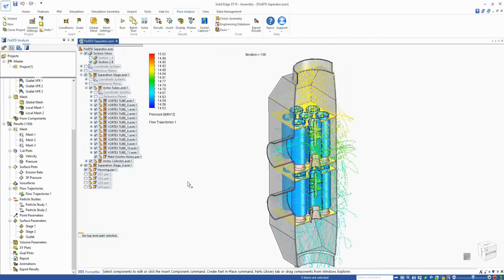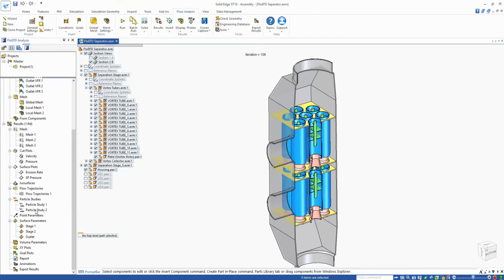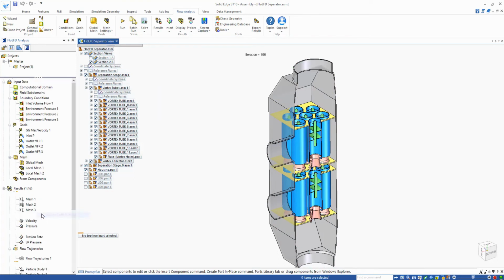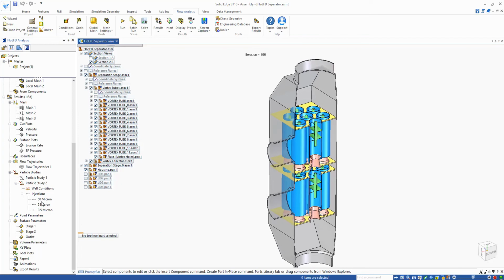Okay, but because we want to understand what the separation efficiency actually looks like, to do that we can use something called a particle study. So let's activate this particular particle study. Now I've got 3 injections. I've got 50 micron, 5 and a 0.5 micron injection into this model.